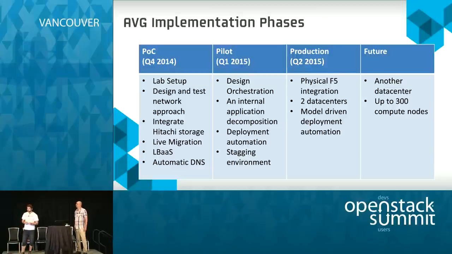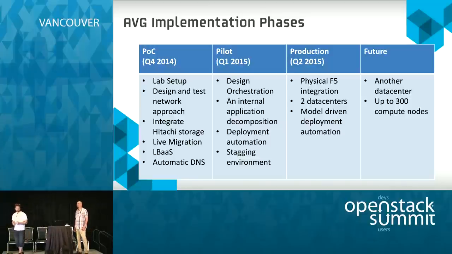AVG also requires using live migration inside of the cloud, and testing load balancer as a service together with F5 load balancers and automatic DNS registration. I will talk about details in the further slides. When we set up this environment and proved these things, we started with the pilot. The goal of the pilot was to take one of the AVG applications, decompose it into parts, prepare it for configuration management and automatic Heat deployment, test it in the staging environment, and measure the effectiveness of these things.